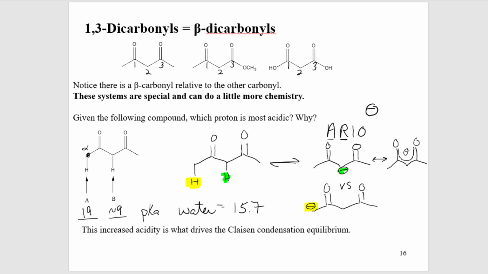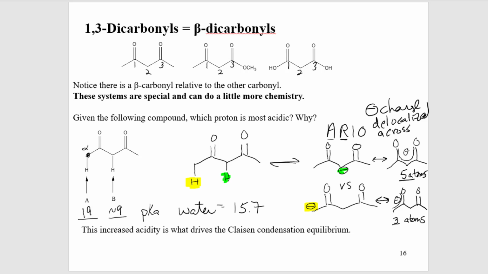So that negative charge is distributed across 5 atoms. So you could say the negative charge is delocalized across, this one is 5 atoms, and the one on the bottom is just 3. So the more atoms that you delocalize the charge over, the more stabilized it is.